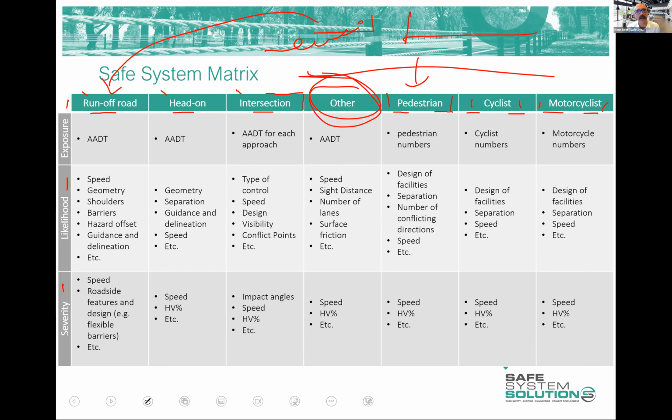What else? Emerging from driveways is in the other crash category, because you're saying, well, that's not really an intersection. So we're going to categorize it in the other.